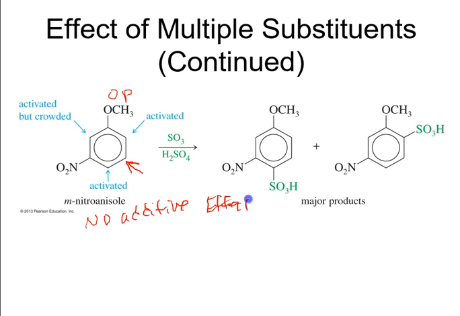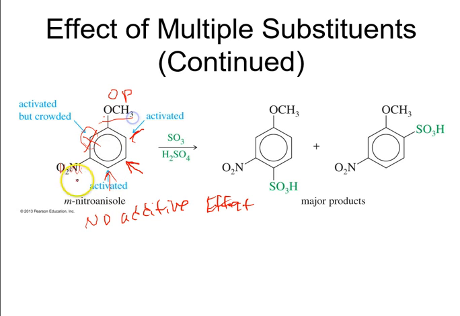So what happens? The more activating group trumps the deactivating group. So this is as if I don't even have this group on here. Basically, this guy's in charge. This guy tells where the group goes. Now, this position is too hindered. All right, too much stuff is around here. So I'm going to get there, and I'm going to get there.